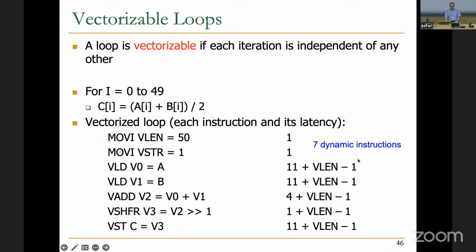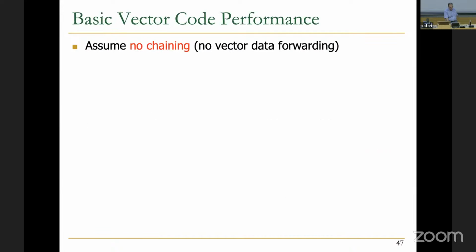Is it clear? And for the second load, again, the same thing: 11 plus VLN minus 1. For addition, the first element takes 4 cycles, but then since we have a nice pipeline, it is VLN minus 1 and so on and so forth. So these are the latency numbers for these instructions.